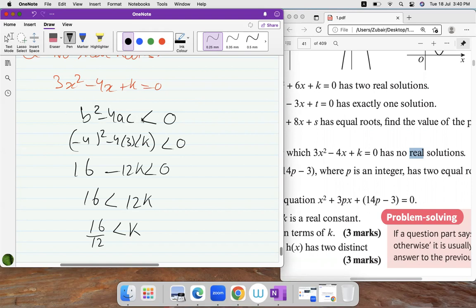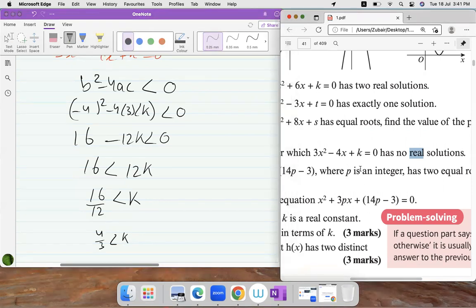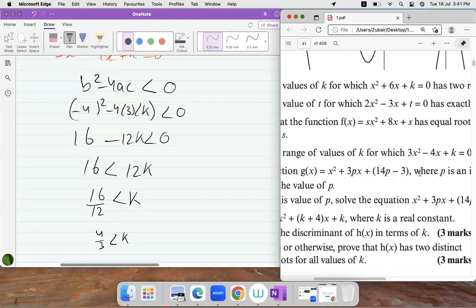B square minus 4ac less than 0. B is minus 4, a is 3, c is k, and solving for k, so k is greater than 4 by 3. In this case, when k is greater than 4 by 3, roots are not real. Any confusion in this part?